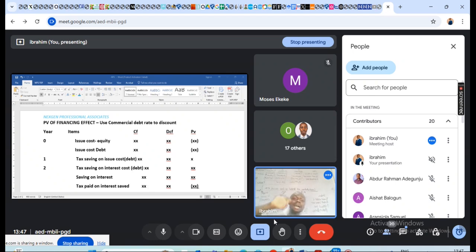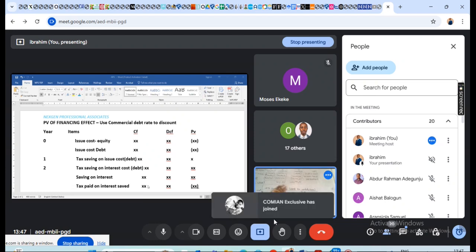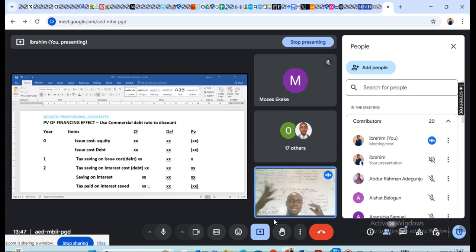I have 1, 2, 3, 4 questions under the adjusted present value. We will examine 3 of these 4 questions. By the time we examine 3 of these questions, you will see cases whereby issue cost is on net amount, issue cost is on gross amount. By then, you will have a better understanding on how to treat both, on the net amount as well as on the gross amount.